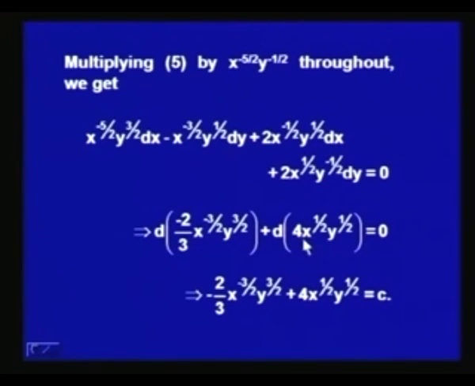On integration both sides, we have the general solution of the given differential equation as minus 2 by 3 x to the power minus 3 by 2 into y to the power 3 by 2 plus 4 x to the power half y to the power half equal to c.